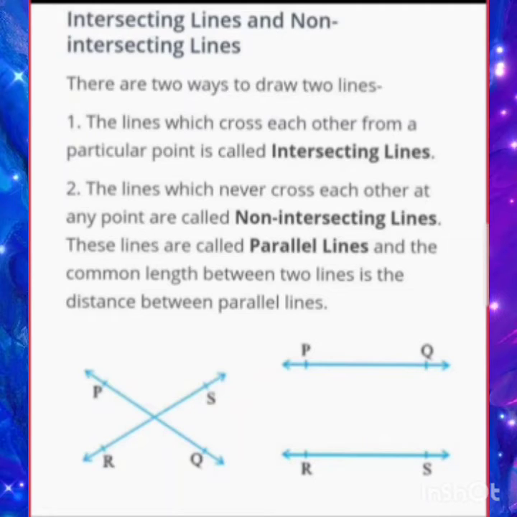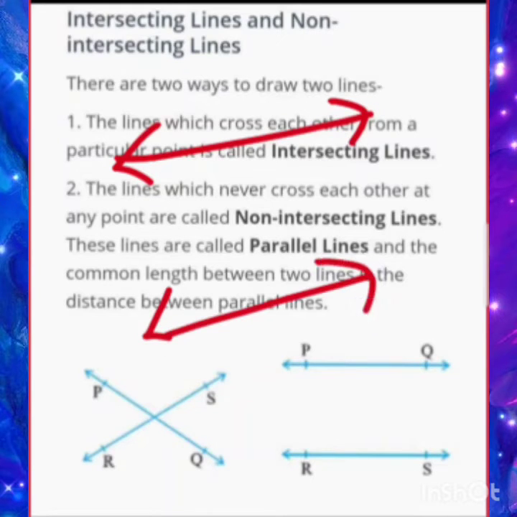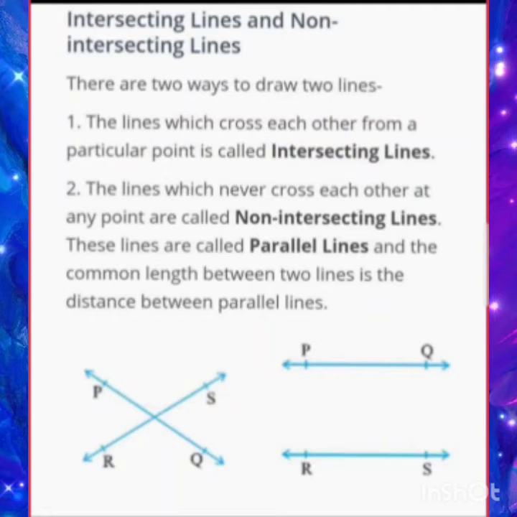One more example you can have: you can see the whiteboard or blackboard, that is your board in the school. The opposite sides of the board are also non-intersecting. They are parallel lines. Got it? The opposite edges of a table are also the best example of parallel lines. Clear to you?